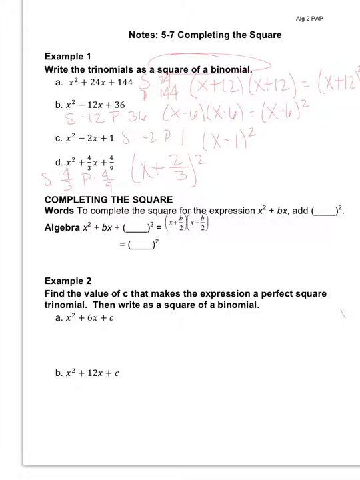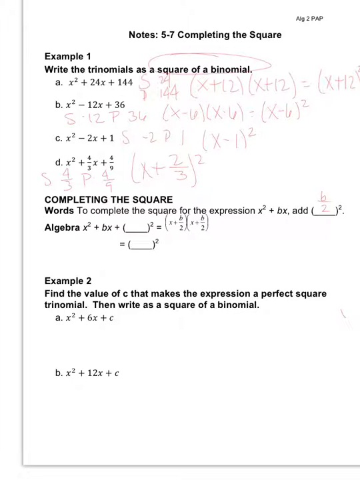It gives the words for completing the square: to complete the square for the expression x squared plus bx, you're going to add the new c by finding it. You're going to do b divided by 2, so you half your b and then you square it. That should give you your new c.